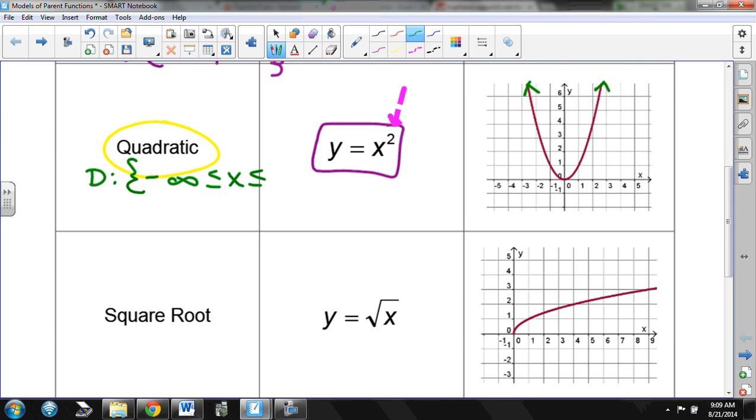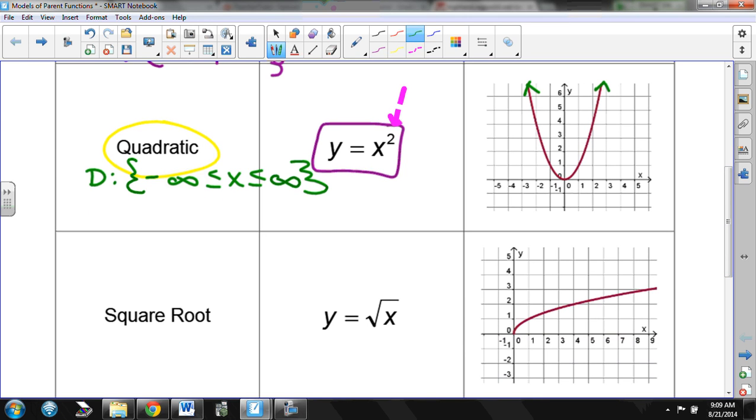How far right can you go? The arrow in the end means you just keep on going. So you can make x as large as you want it to be. So the domain of the quadratic parent function is similar to the domain for the linear parent function. X can take on any value.